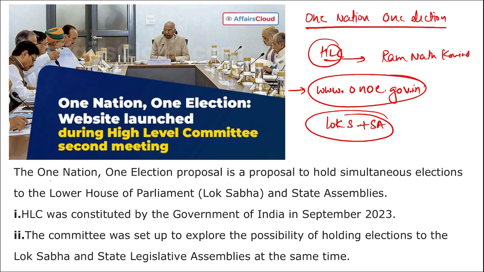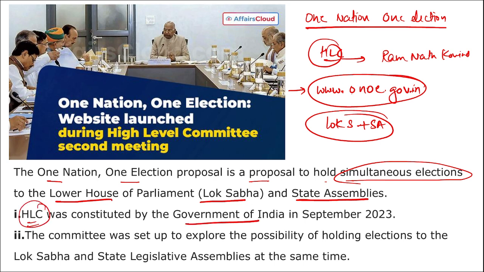Next, here you can see this One Nation, One Election proposal is a proposal to hold simultaneous elections of the lower house of parliament, that is Lok Sabha and state assemblies. This HLC, high level committee, was constituted by Government of India in September, and it was set up to explore the possibilities of holding elections to Lok Sabha and state assemblies at the same time.